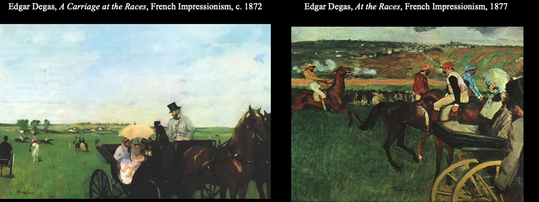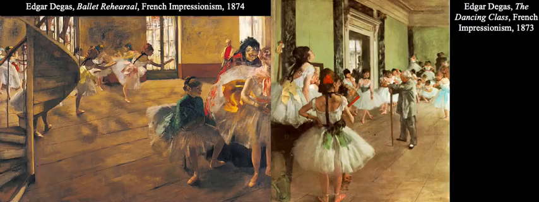So Degas does this kind of thing, but he also does depictions of pre-adolescent girls wearing tutus. The ballet rehearsal and the dancing class are really great examples of this. One is from 1873, the other from 1874. These were both part of the Impressionist shows. And let's focus our attention first on the ballet rehearsal from 1874.